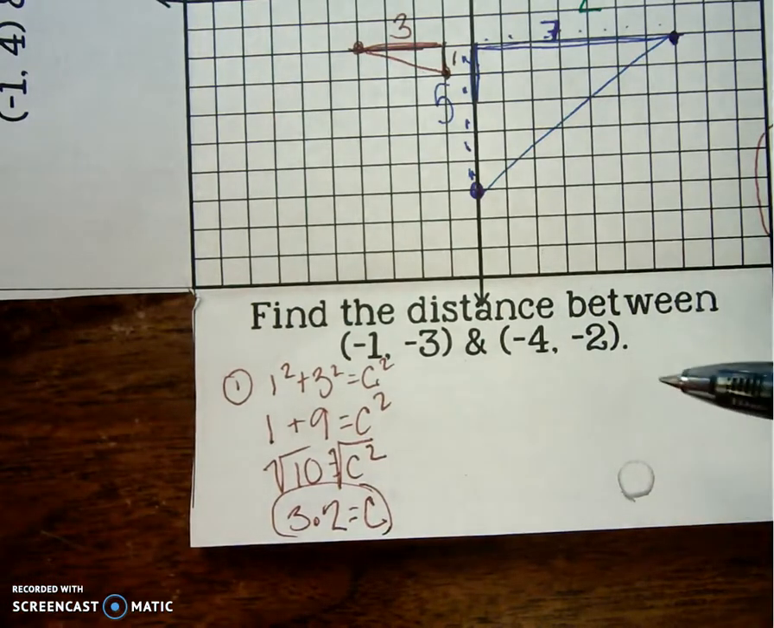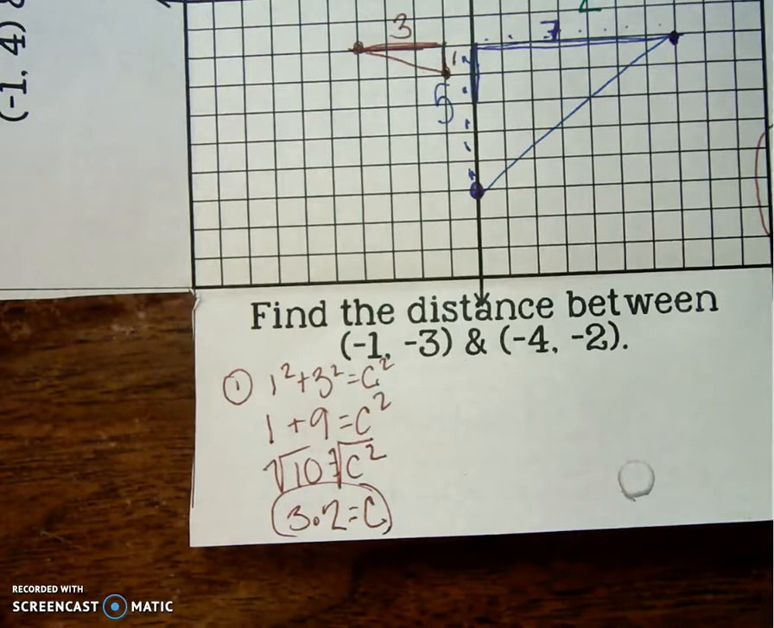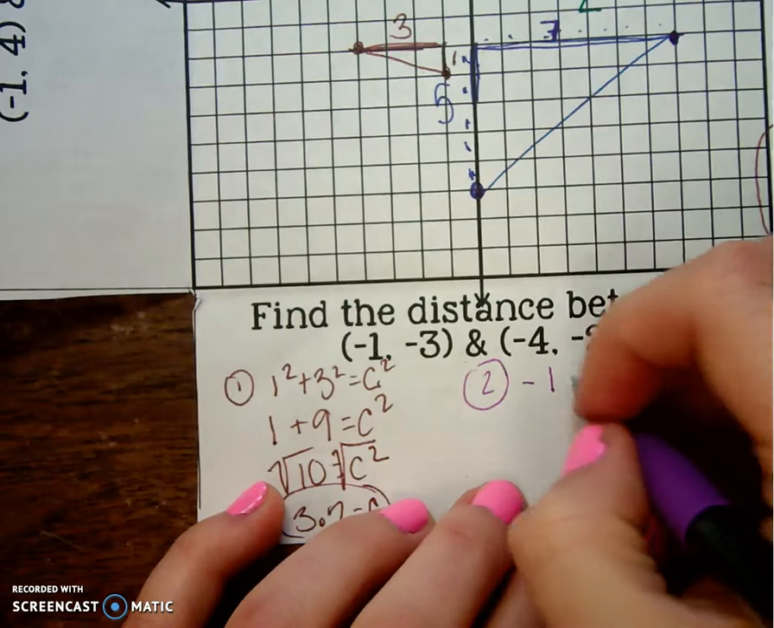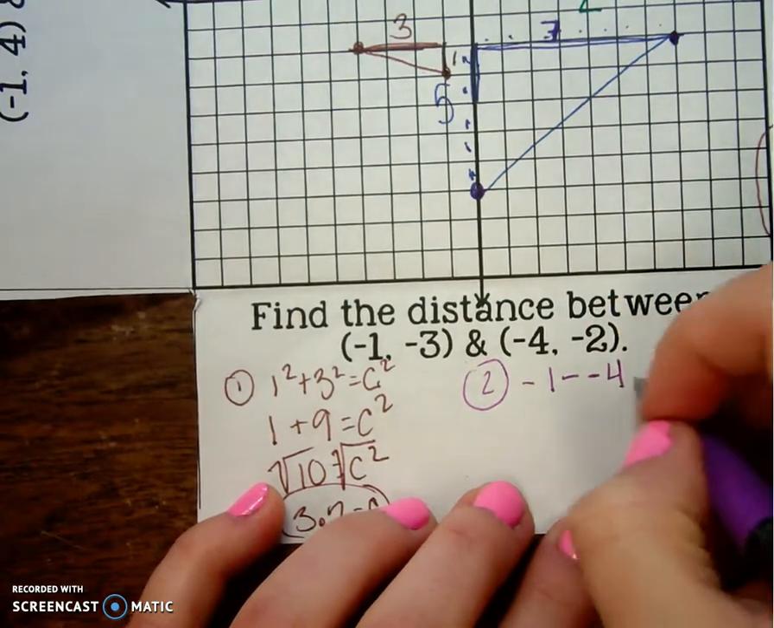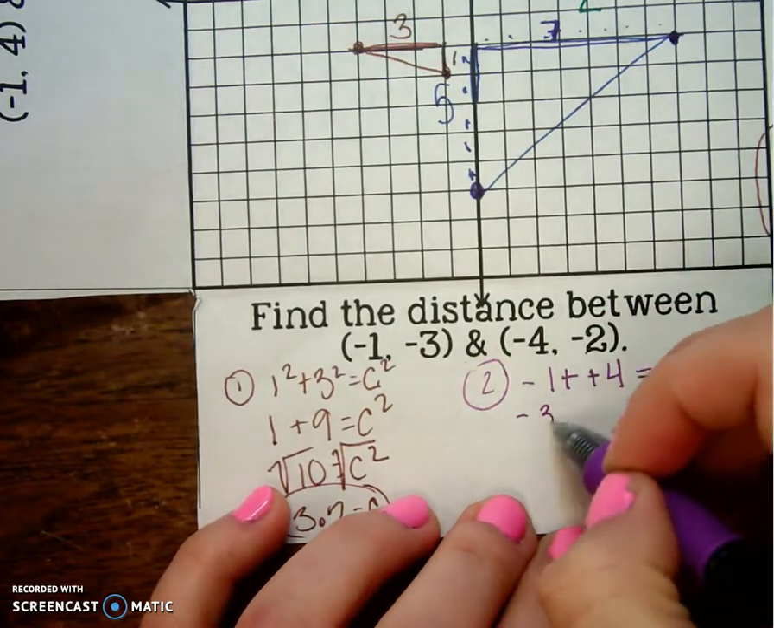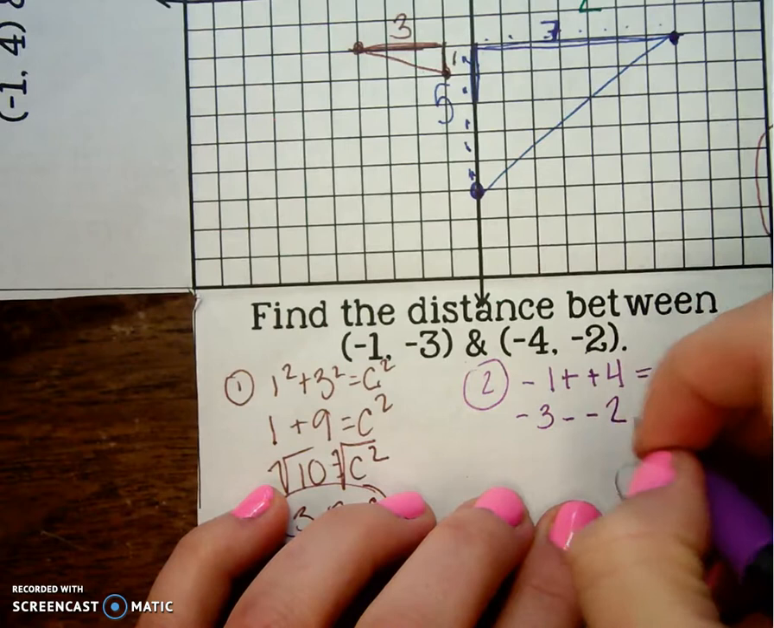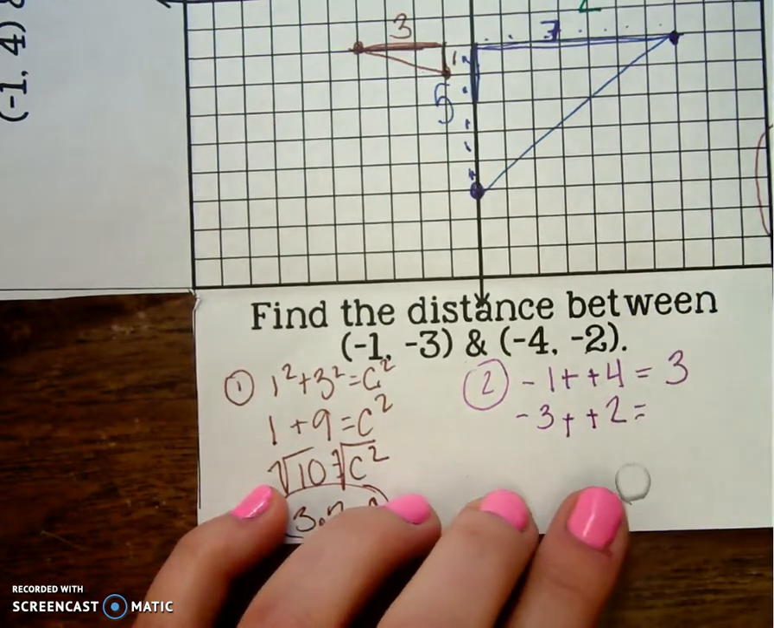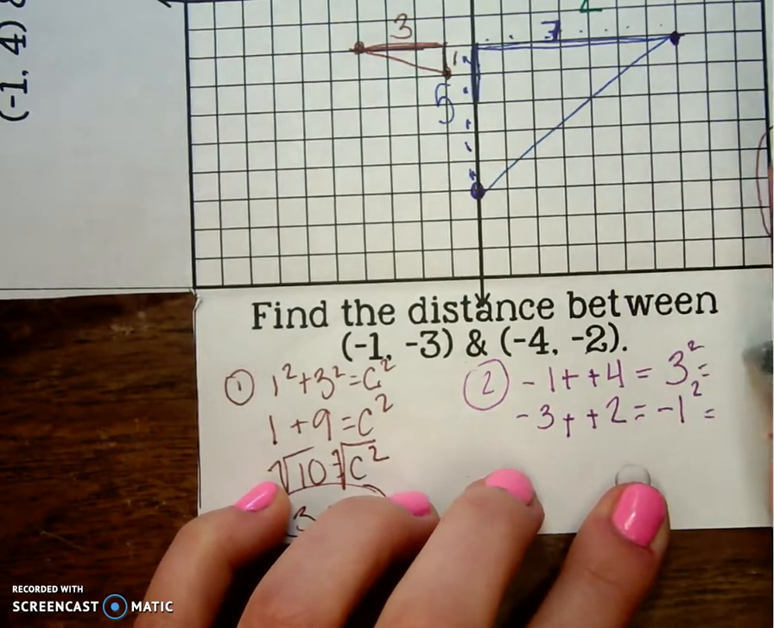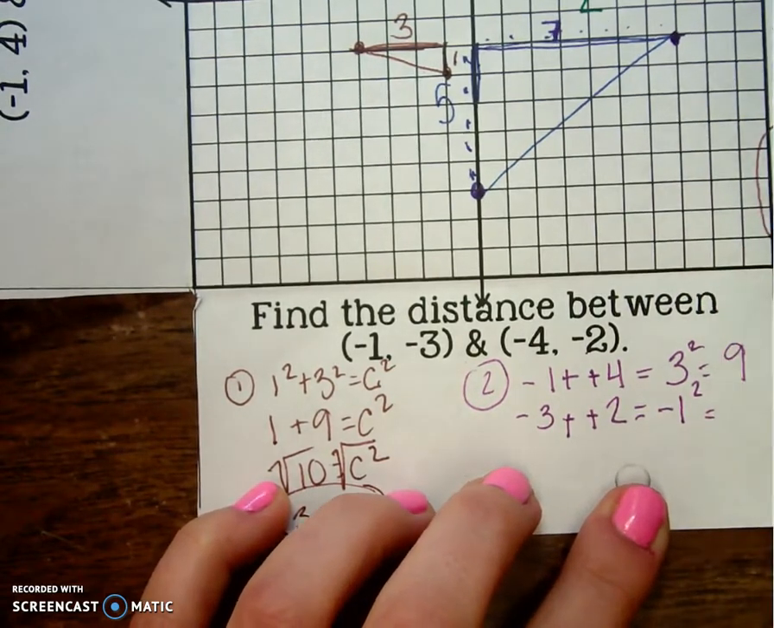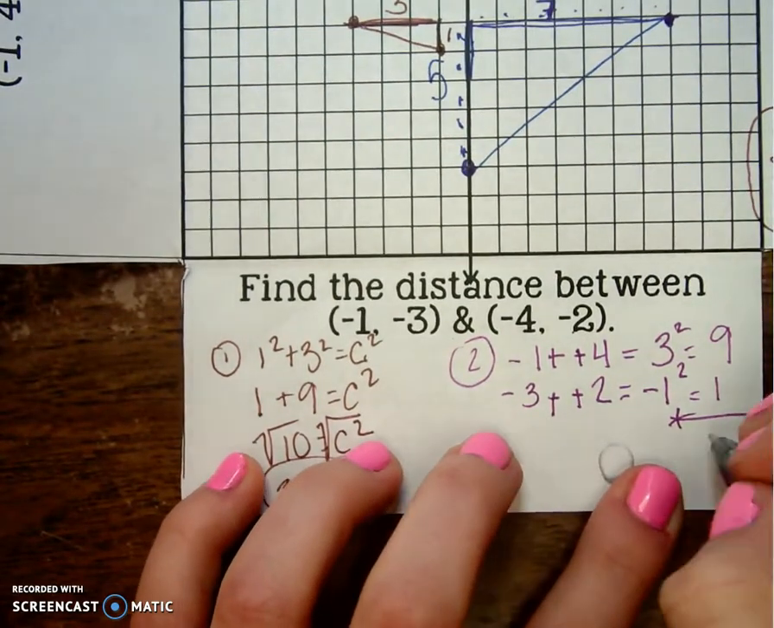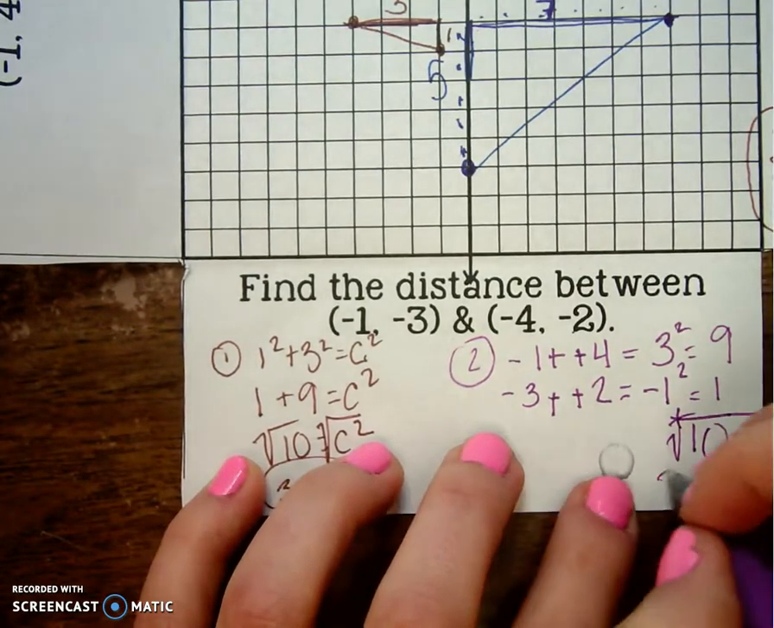And then find the other way. Method 2. First thing you do is subtract your x's. -1 minus -4 is 3. Subtract your y's. -3 minus -2, keep change, is -1. Square them. 3 squared is 9. -1 times -1 is just 1. Add them together. And then square root. The square root of 10 is 3.2.